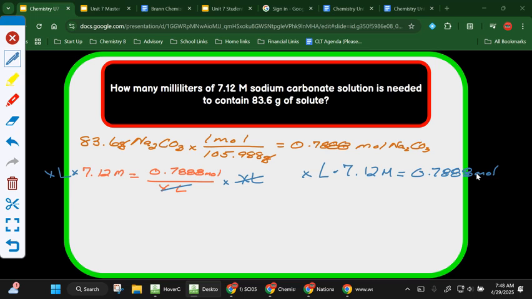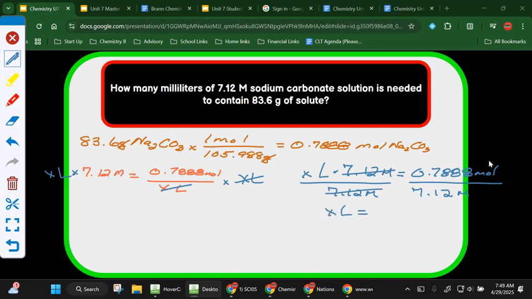All I'm doing is mathematics, ladies and gentlemen. This is algebra. This has nothing to do with science. I am isolating a variable. I got it off of the bottom, got it onto the top. Now I'm getting it alone by dividing both sides by the 7.12 molar. What I do to one side, I do to the other. This cancels and this cancels.